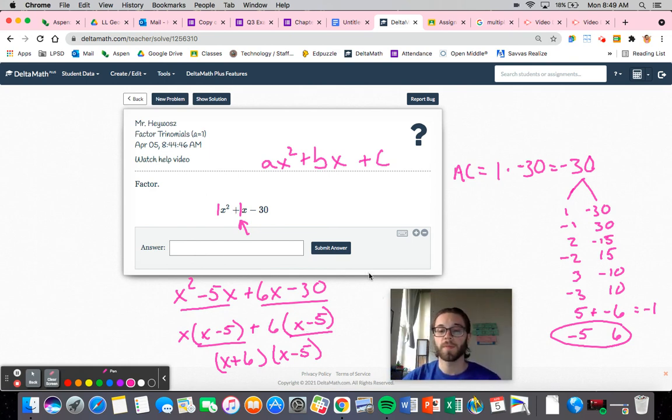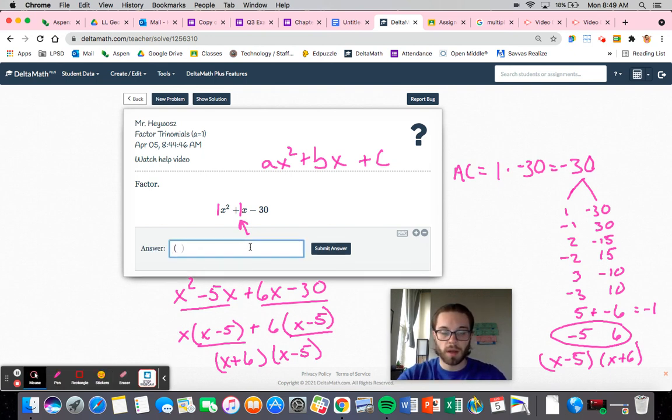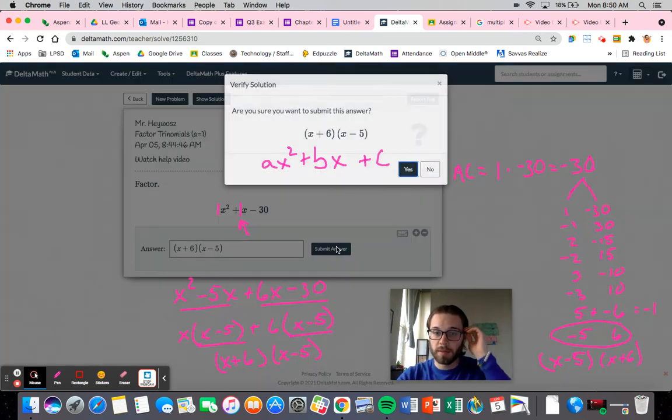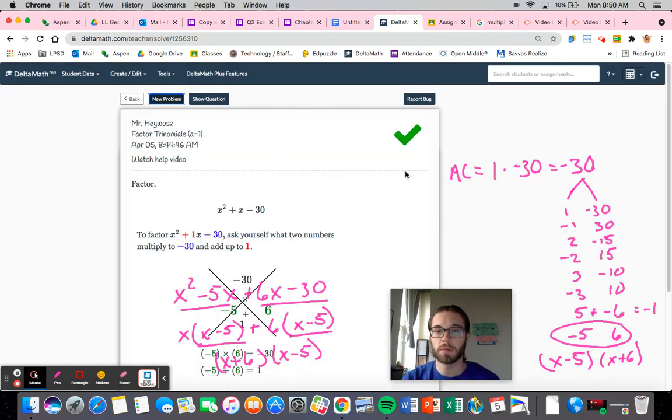All I'm doing. Additionally, when a is 1, at this point you can just write x minus 5, x plus 6, because when a is 1, you're always going to get those. But I do want to show you the whole way through, so that later on, when we move on to a not being 1, it'll make a lot more sense. It'll make your life easier.